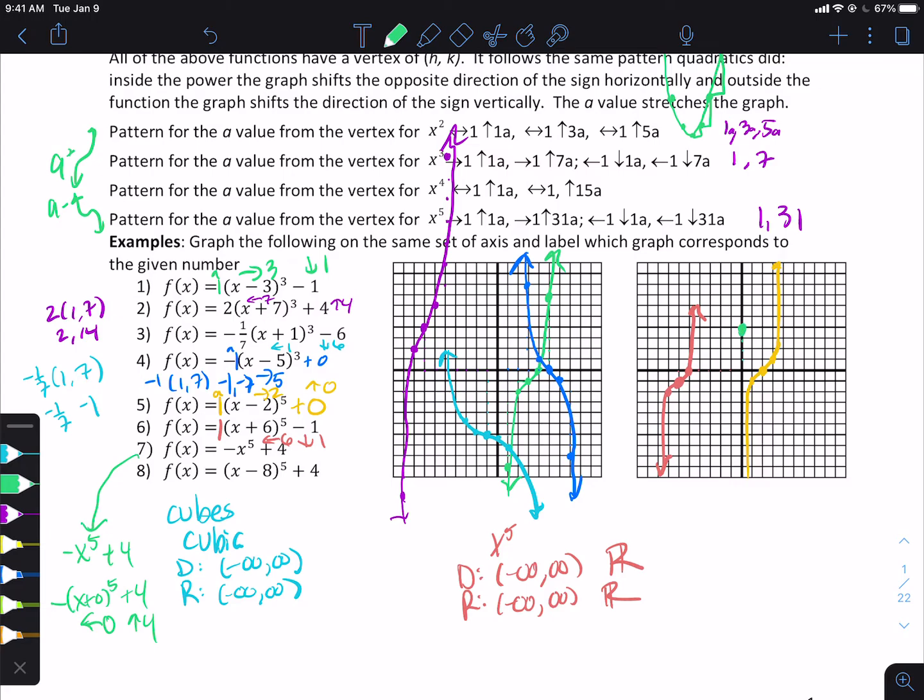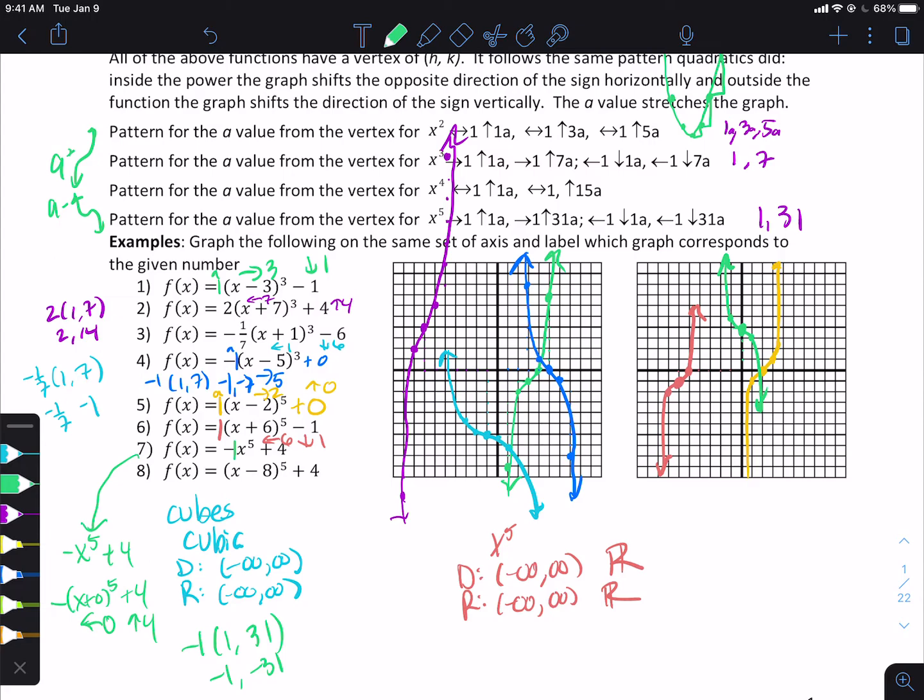And then our a value is the negative 1 out in front, right? So that means I'm going to take the negative 1 and I'm going to times it by 1 and 31, which is negative 1 and negative 31. So because the a value is negative, we know that it's going to be decreasing from left to right. And because it's a 5th power, we know that it's going to be going disco shape. So right 1, down 1, left 1, up 1. And then from there, it'd be up and down 31, which is well off our graph. So then I'm just going to make my graph picture like that.